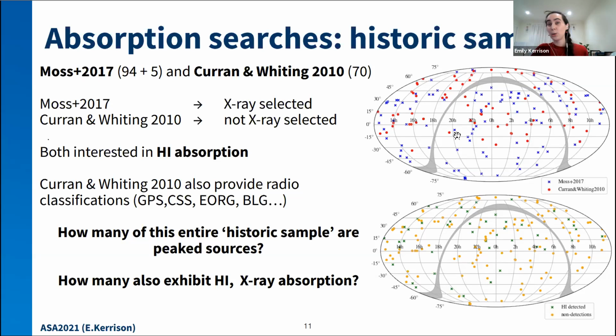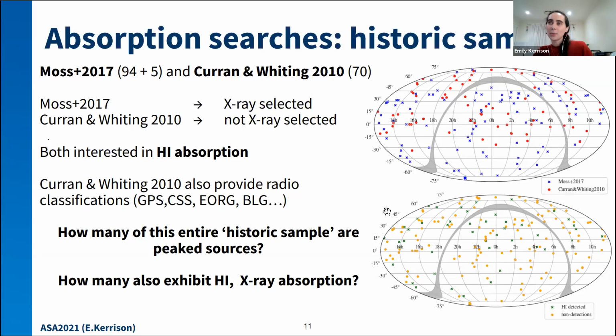And as you can see from these two sky plots on the right, when you combine these two samples, they're pretty evenly distributed across the sky, which is probably a good indication that we're heading towards something with minimal selection effects. As I've mentioned, both of these surveys, or both of these collections of sources, were interested in H1 absorption, so every source had already been searched for it.